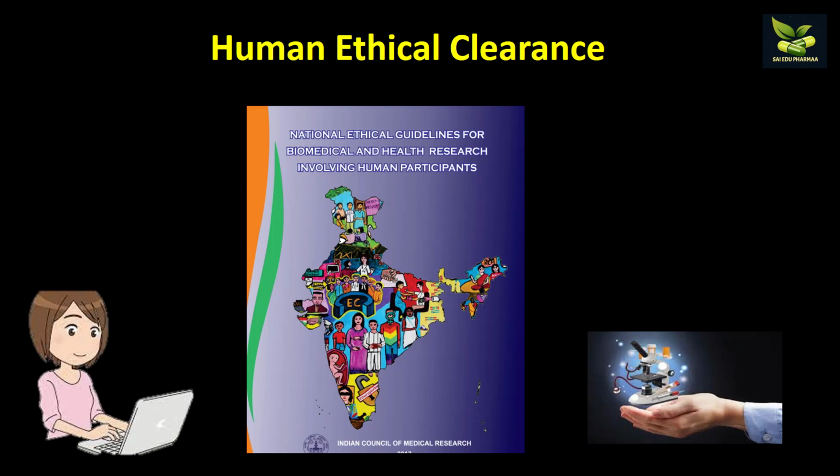Next comes human ethical clearance. You can see that ICMR has given national ethical guidelines for biomedical and health research involving human participants. And especially in this, you have to make a consent form. You have to take permission from the Human Ethics Committee. And only after taking permission and consent from the volunteers can you perform the studies related to humans.